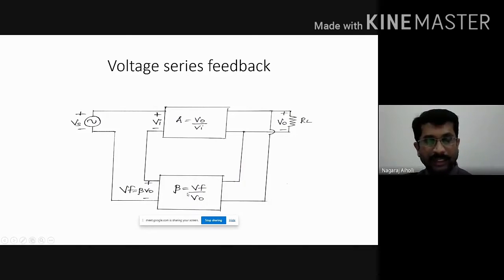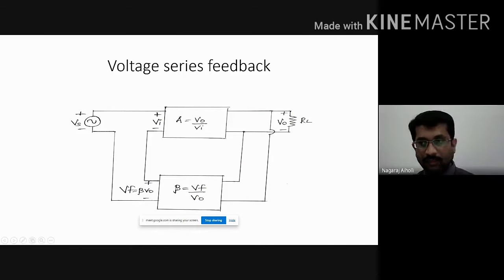Now beta is the gain of the feedback network, or the feedback factor, and the total gain of the amplifier is the closed loop gain. Closed loop gain means it consists of the forward amplifier and also the feedback. Both together are called the closed loop gain, or the feedback amplifier, the amplifier with negative feedback.